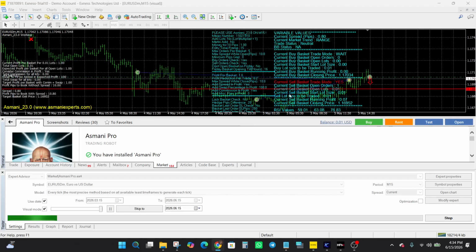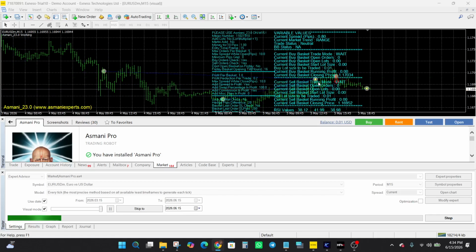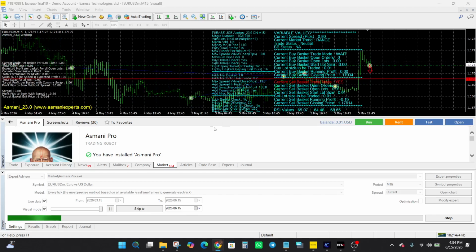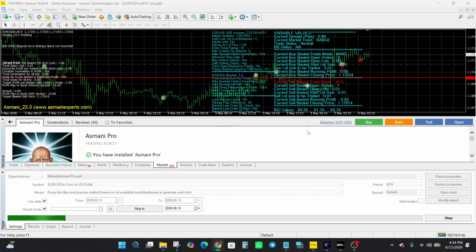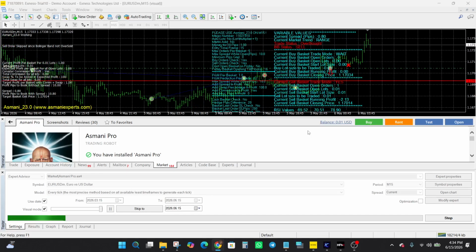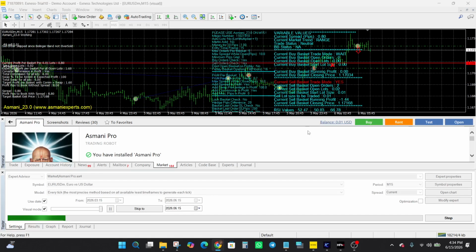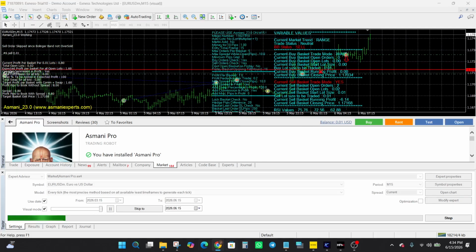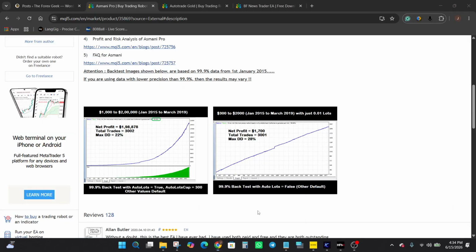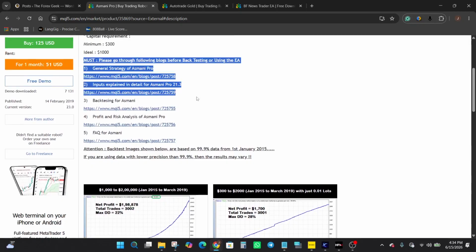The developer provides multiple supporting resources explaining strategy, inputs, and backtest interpretation. This suggests that understanding the EA properly requires reviewing those additional materials that were provided on the marketplace page, right? We can see here.